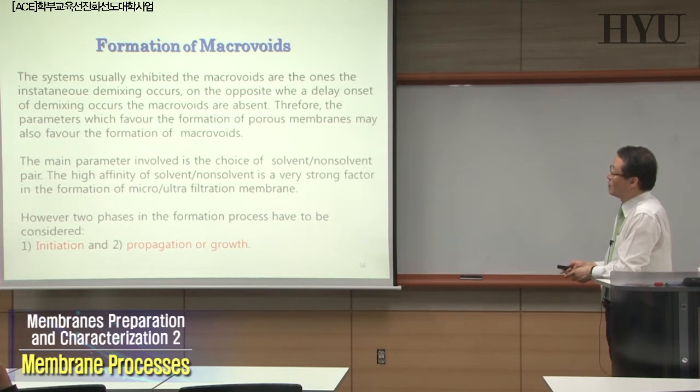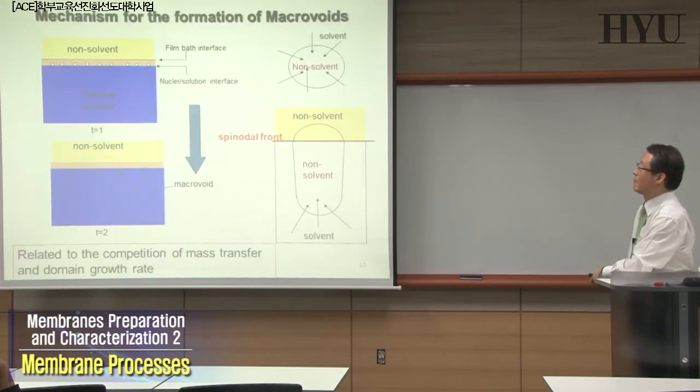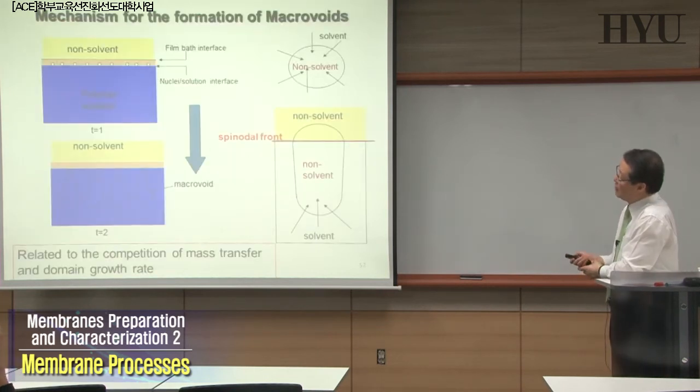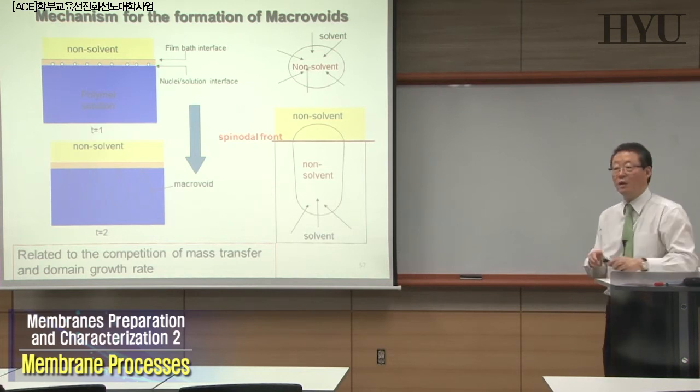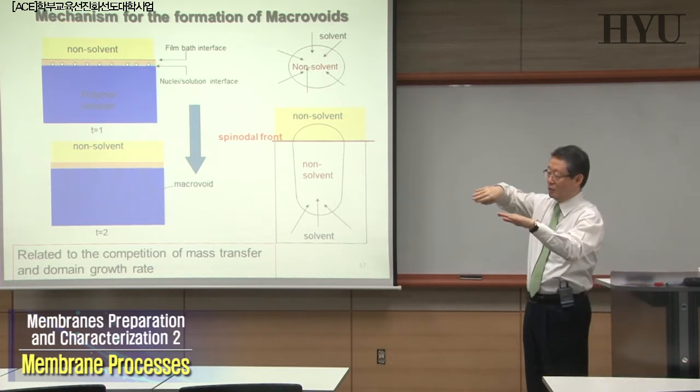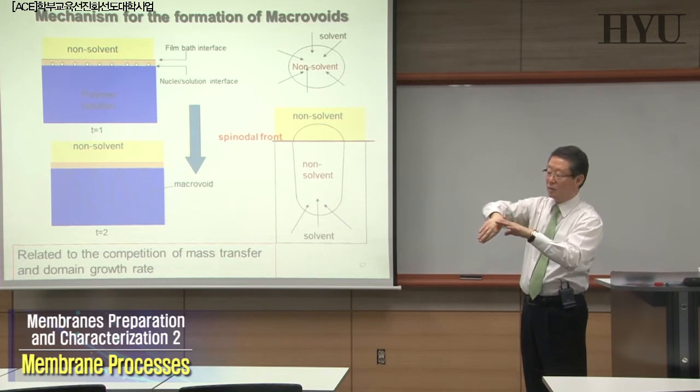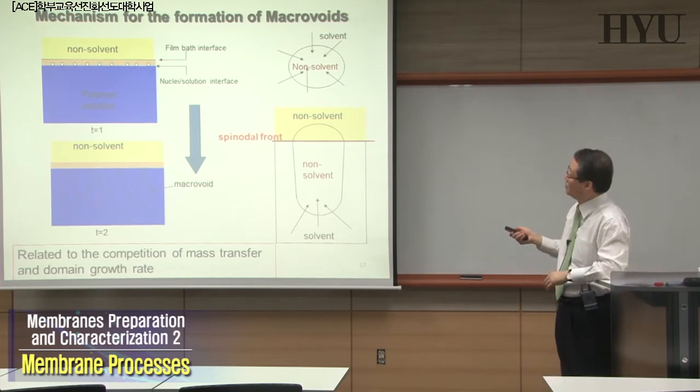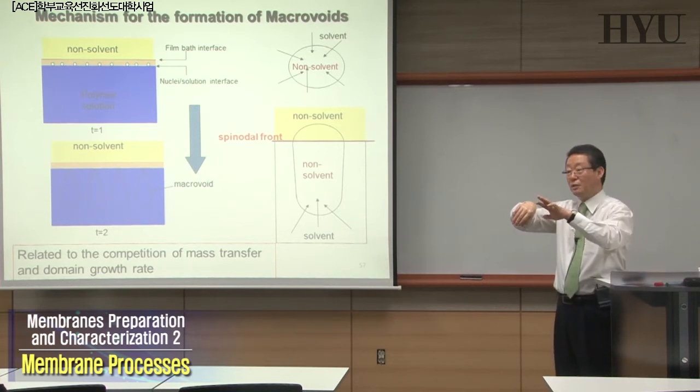This is very important for your macrovoid formation, so we'll take a look at it. Now, when you have a polymer solution, and when you meet the non-solvent from the top, in other words, when you cast your membrane solution and put it into your coagulation bath, the front of your polymer solution will meet the non-solvent.